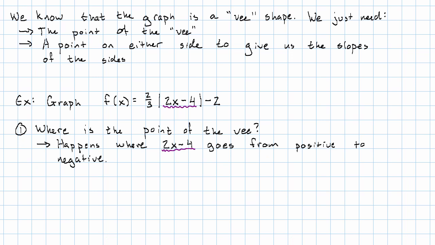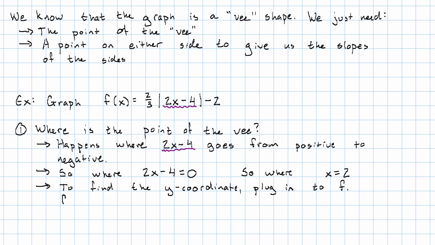Well, in order to go from positive to negative, a number has to pass through 0. The point of our V is going to be where 2x minus 4 equals 0. Solving that equation, we get that that occurs when x is 2, right? 2 times 2 minus 4 gives me 0. To find the y-coordinate, we'll just plug into our function.